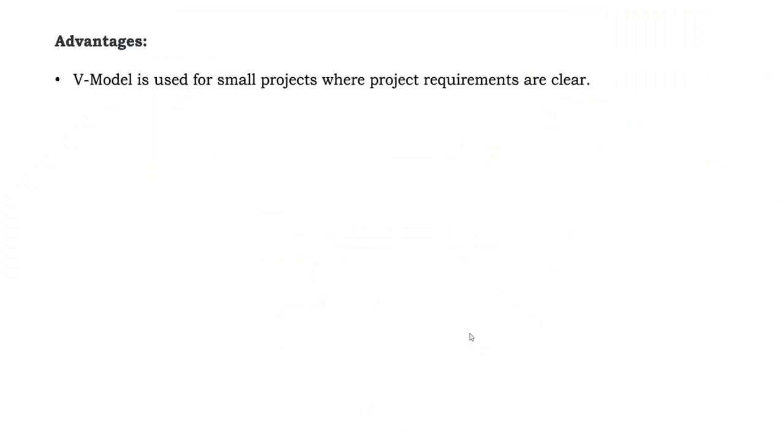Fine. Let's talk about some of the advantages and disadvantages of V model. V model is used for small projects where project requirements are clear. Even though we perform the testing parallelly, if we have some requirement which we want to change later, it is difficult. So only for small projects where the requirements are clear will we go with this process, V model.